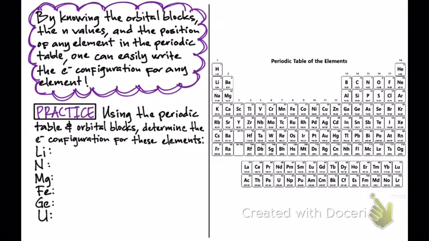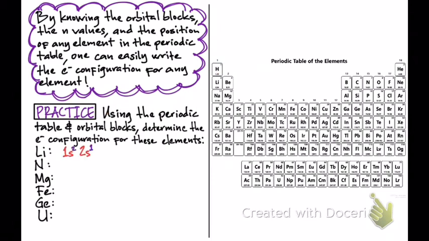So for practice, using the periodic table and orbital blocks, determine the electron configuration for these elements. So we have these elements here, lithium. All right, so lithium is right over here. So this is the S block, and it's on the second row. So to write the electron configuration for lithium, that would be 1s2, 2s1. So that's for lithium.